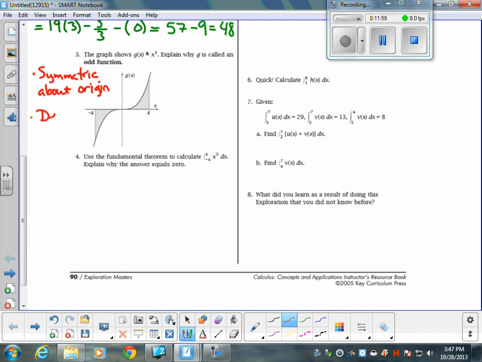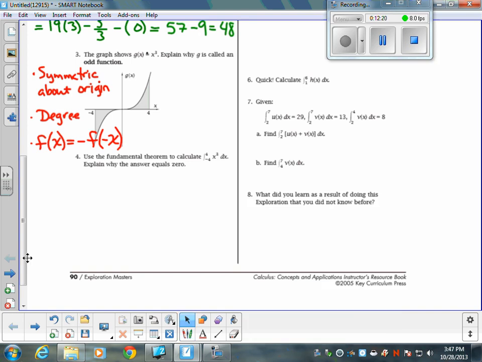We also know about the degree. The degree for this one is the third degree, which is an odd number. Not all third degree functions are odd. And finally, we know that if I take f of x, that's going to be equal to the opposite sign of f of negative x. So those are all the reasons why I know that this is odd. So looking at this, we're going to use the fundamental theorem to calculate the definite integral from negative 4 to 4 of x cubed dx.